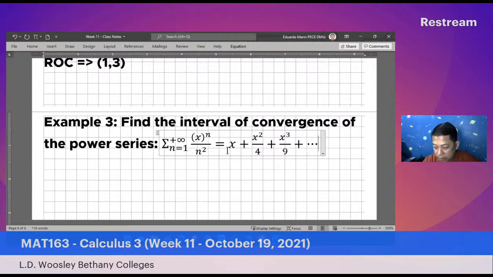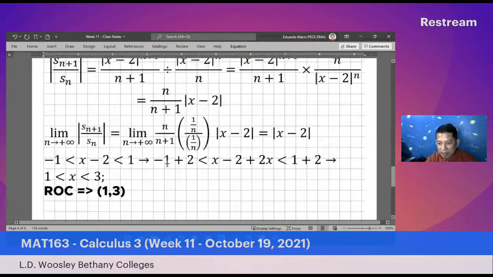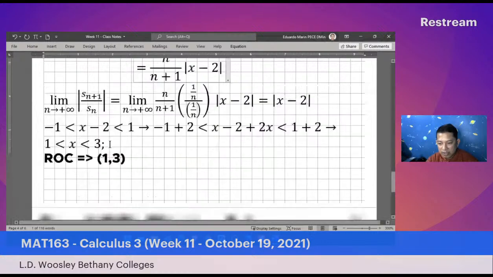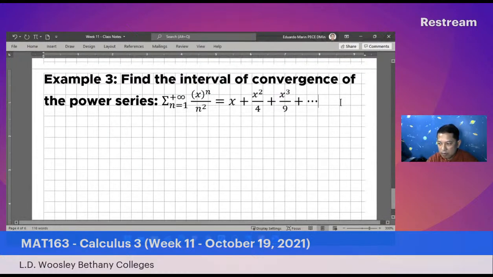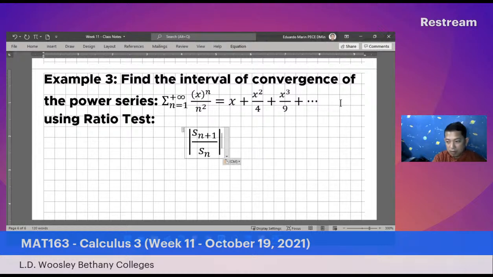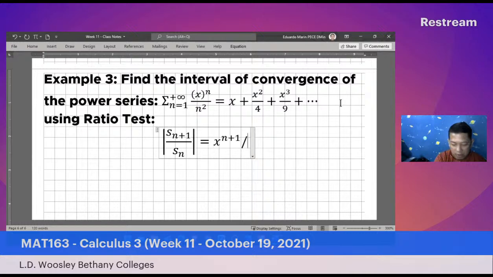All right. Noted, Dean, no? So obviously by inspection, no, based on the definition of this one, or using the ratio test, okay. So what would be your expression for that case? That would be x raised to n plus 1 all over n plus 1 squared.